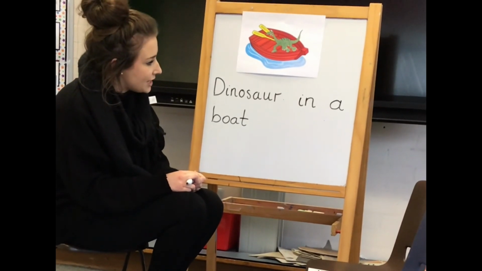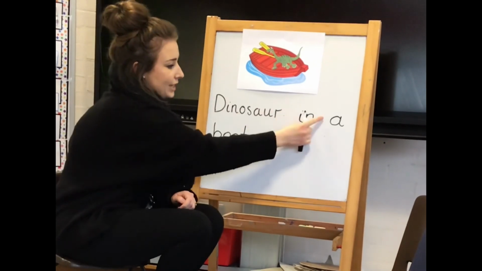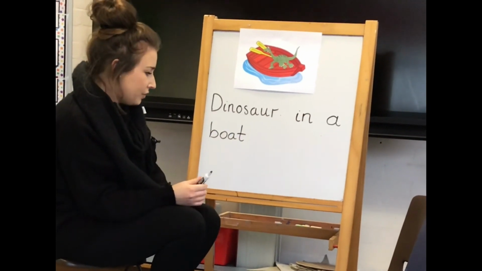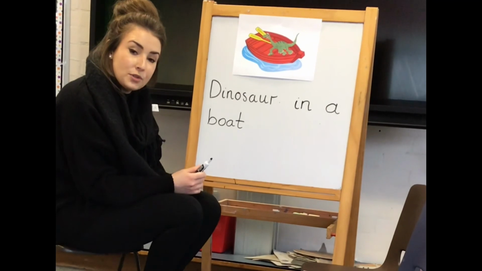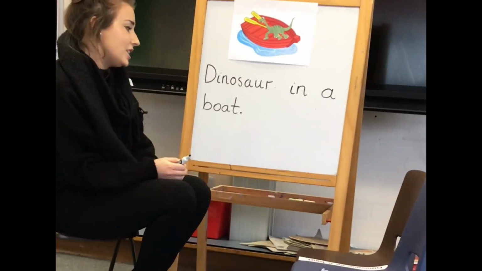Have I finished my sentence? Have a look at your sentence. Have we got everything that we need? We've got a capital letter, finger spaces. Ooh, have I got a full stop? Have you got a full stop on your piece of paper? So now my sentence is finished.